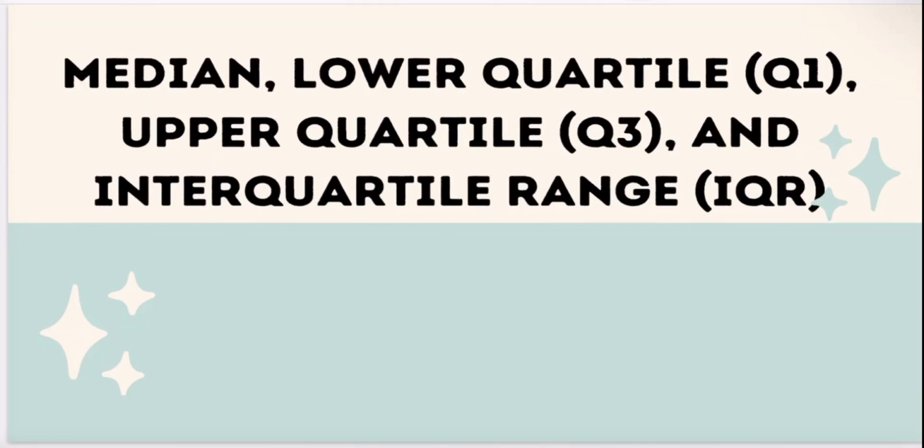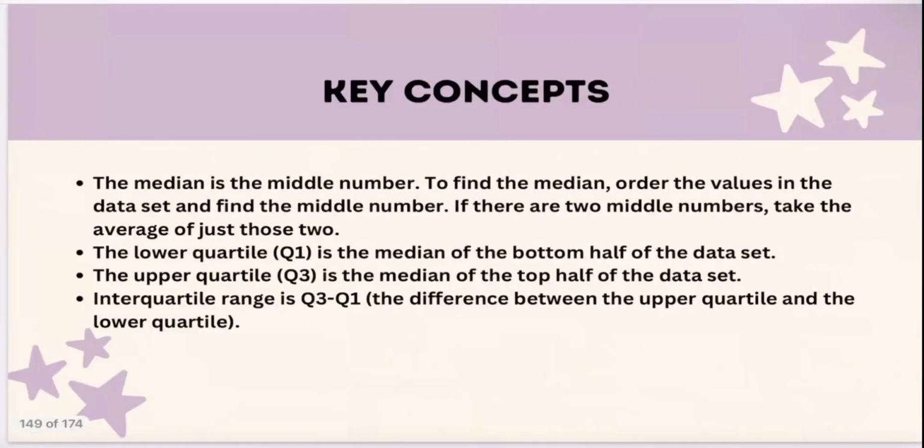Welcome back. Today we're going to be talking about how to find the lower quartile, upper quartile, interquartile range, and the median. So the median is the middle number. To find the median, we need to order the values in the data set, either from largest to smallest or smallest to largest, and then find the number in the middle. If there's two middle numbers, we just take the average of those two.